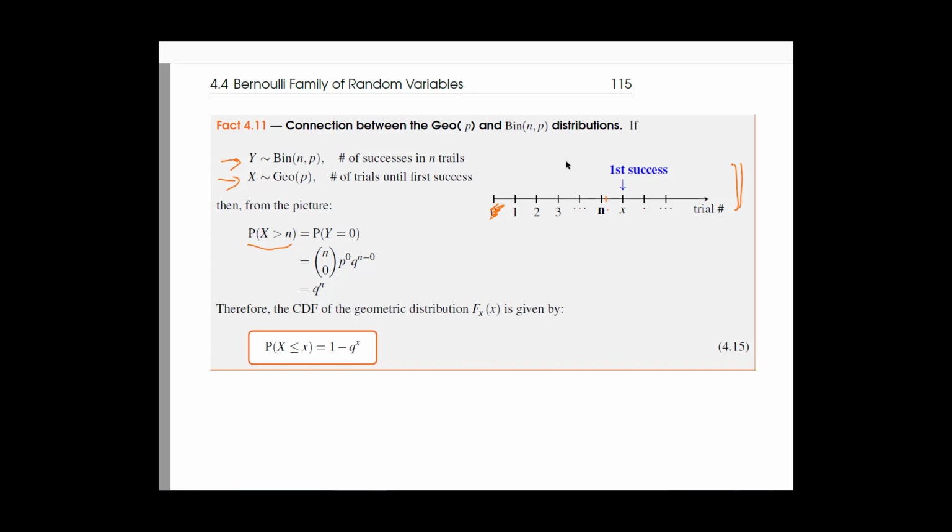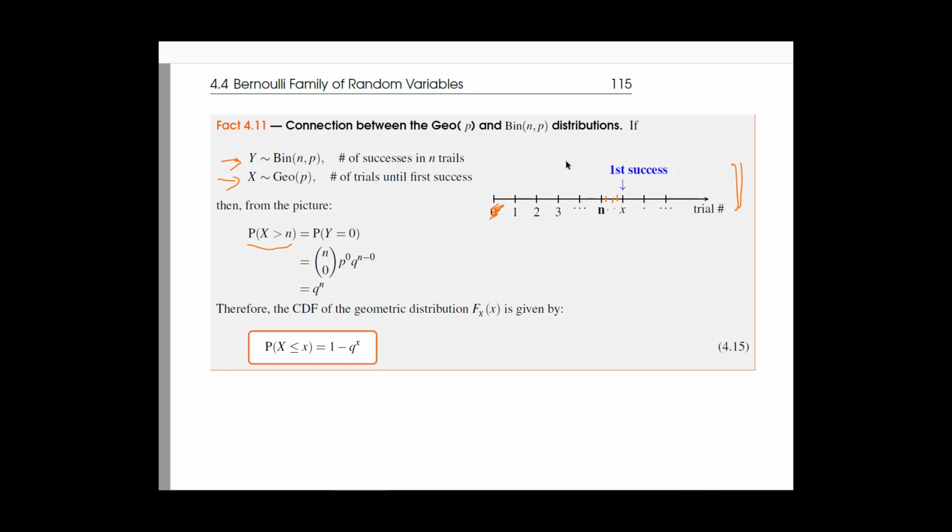Don't think that n and x are one next to the other. Alright, so what it means: if the first success happens after trial n, it means that in the first n trials, there were no successes. It's kind of silly to say it, but it's important. So it's the same event, but expressed in terms of two different random variables. And that's what connects them.